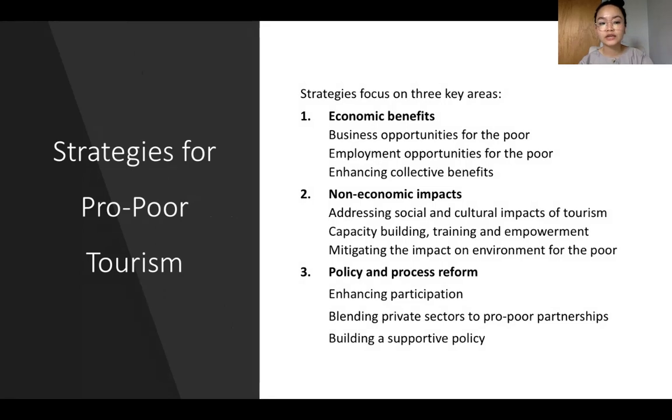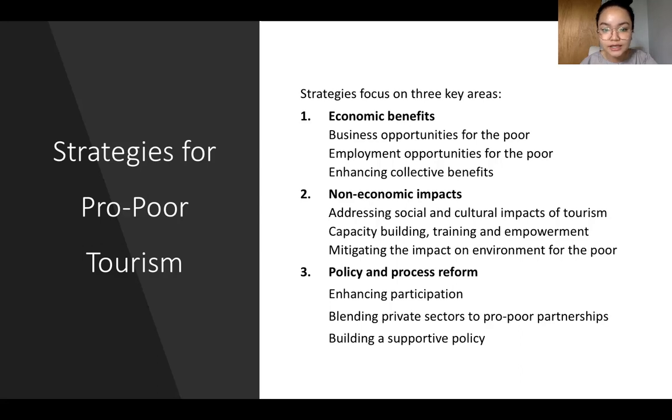Here are some strategies for the tourism. There are 3 key areas that we should consider: economic benefits, non-economic impacts, and policy process reform. For the economic benefits, business opportunities for the poor: small enterprises, particularly in the informal sectors, often provide the greatest opportunities for the poor. Employment opportunity for the poor: unskilled jobs may be limited and low paid by international standards, but they are much sought after by the poor. Enhancing collective benefits: collective community income from tourism can be a new source of income.